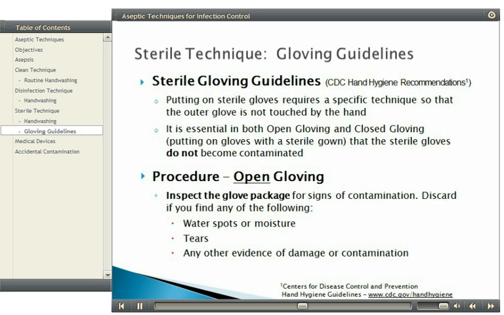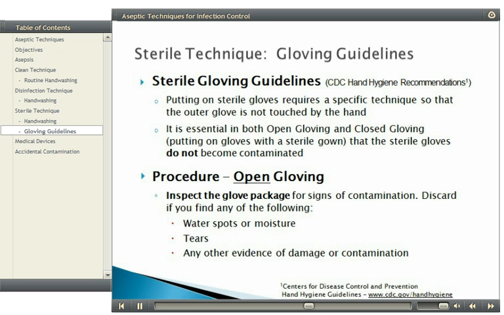Sterile technique, gloving guidelines. Sterile gloving guidelines, CDC hand hygiene recommendations. Putting on sterile gloves requires a specific technique so that the outer glove is not touched by the hand. It is essential, in both open gloving and closed gloving, putting on gloves with a sterile gown, that the sterile gloves do not become contaminated.